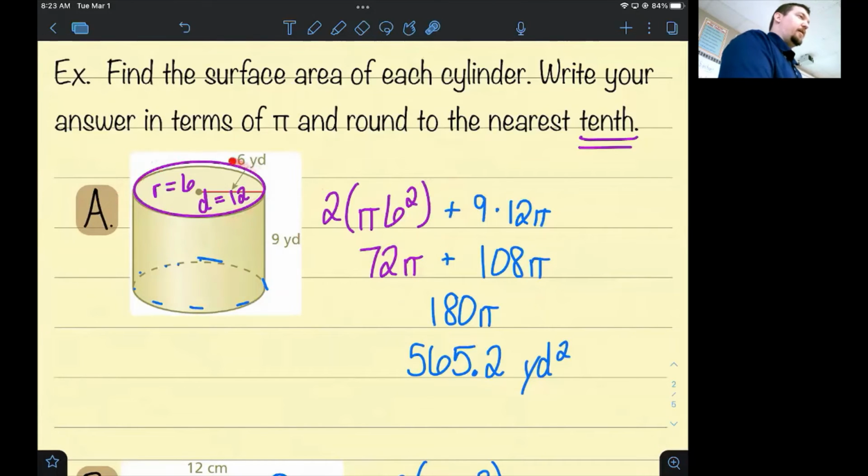2 times pi r squared. You have to know the radius. Then you have the rectangle part. We know how tall the rectangle is, and it's going to be as long as the circle is around, and that's called circumference. So circumference formula is pi times diameter. That's where 12 pi comes from, because the diameter is 12. I like to keep everything in terms of pi until the very end of the problem, and then times by pi just once, so I don't have to deal with all those decimals early on in the problem.